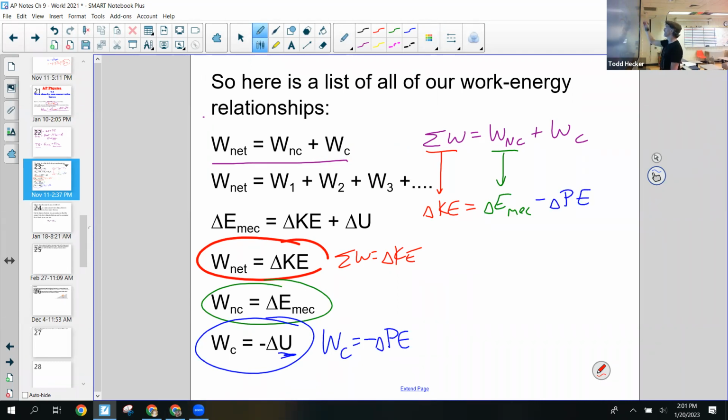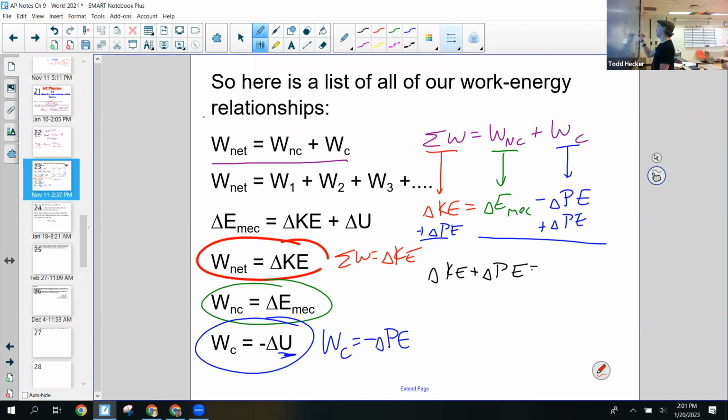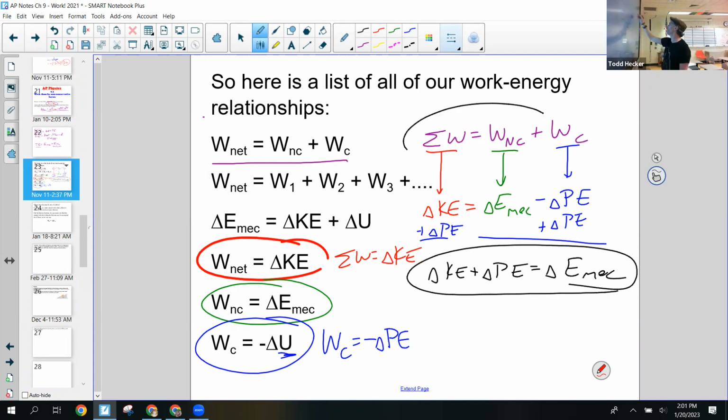So look at that equation. If we add the change in potential energy to both sides, then what do we get? We get change in KE plus change in PE equals change in mechanical energy, which we already knew. So my point is this equation agrees with this equation and everything works out, yay physics.